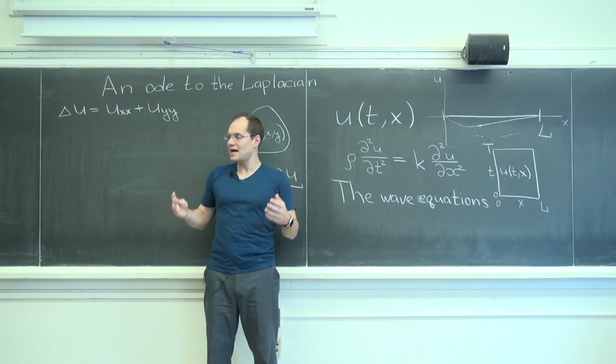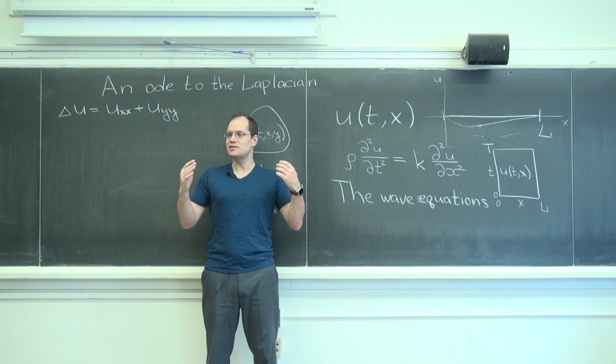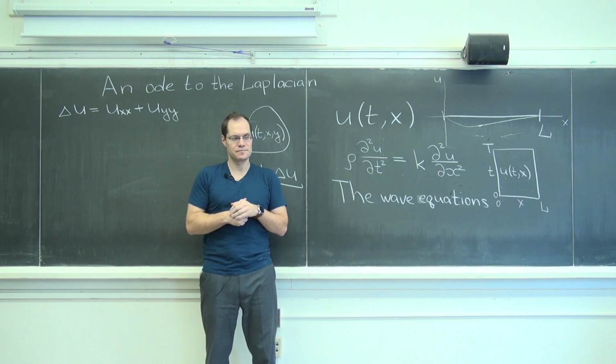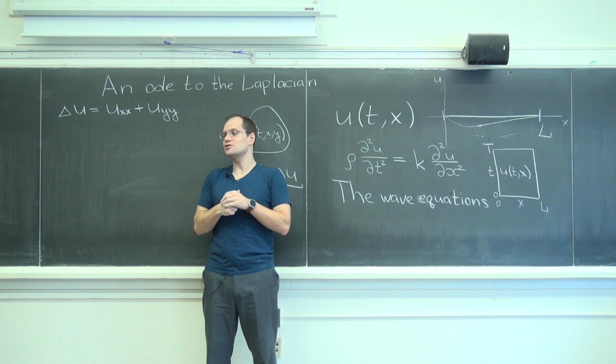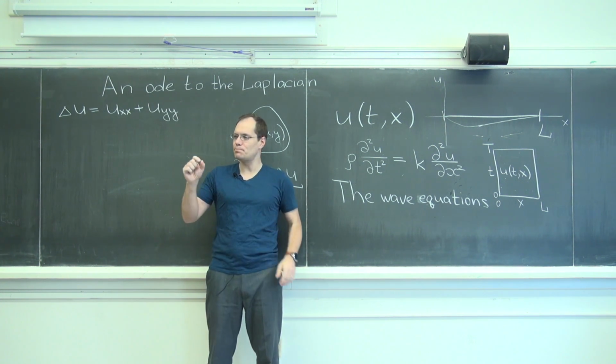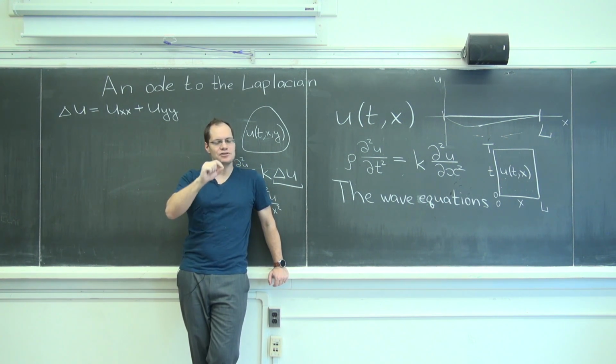The Laplacian measures the degree by which the value at a point is different from its neighbors, from the average of its neighbors. That's how I want to put it. So it's the degree by which the value at a particular point varies from the average of its neighbors.